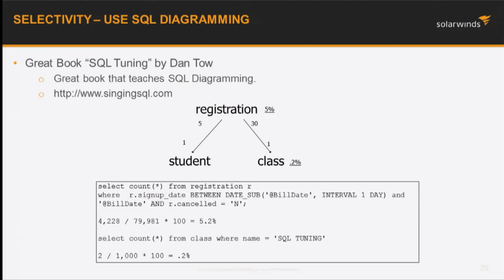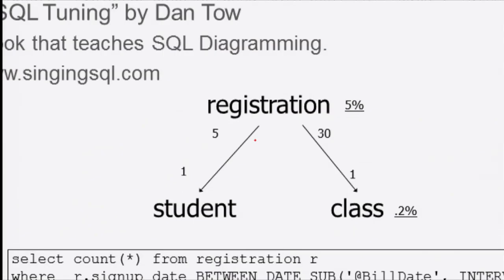But anyway, what SQL diagramming is, it's having you draw out your tables in your query in an upside down tree. And so what you're doing is you're taking your detailed tables, and in my case, I've got registration as my detail table, and you draw these links or arrows out to the lookup tables or master tables, okay? So we had 3 tables in our query, one detailed registration with a lookup into student and a lookup into class, okay? Everybody with me?